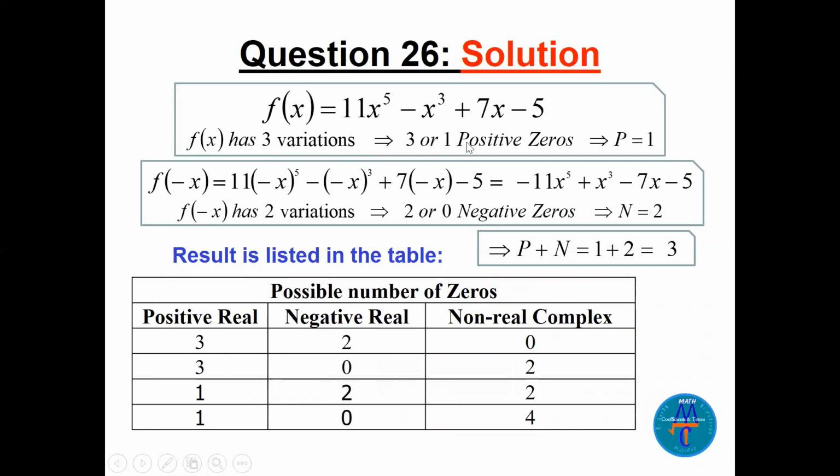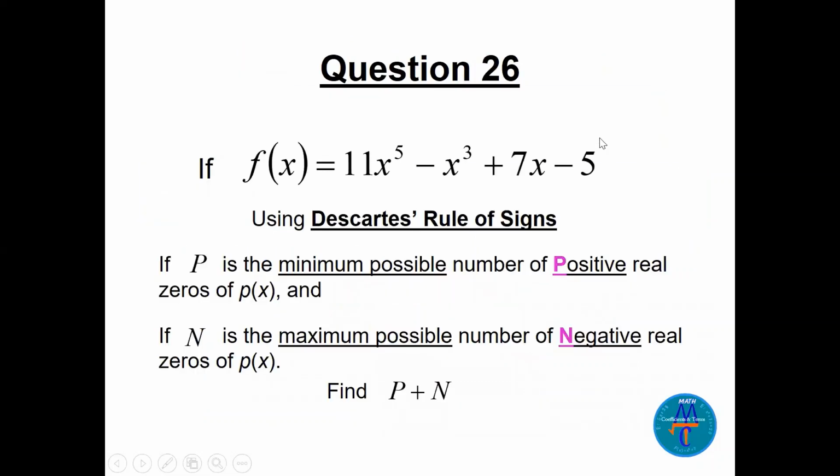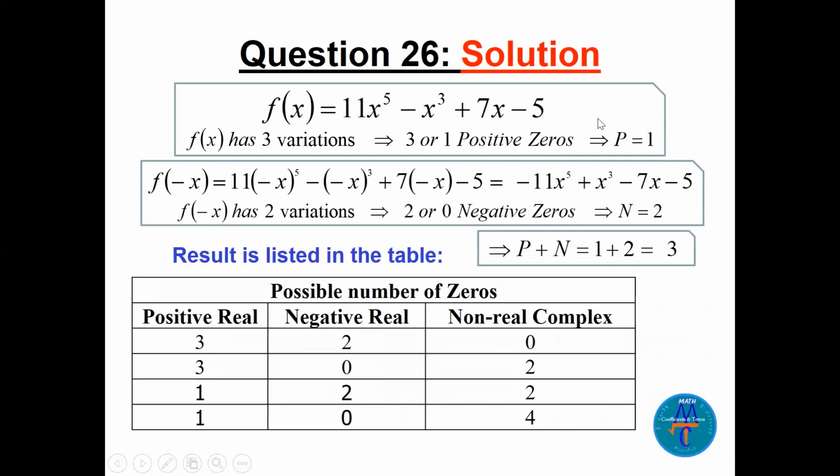There are 3 or 1 positive real zeros. So P, remember P here is the minimum. So P is 1. If you put minus x in the function, see minus x, you simplify it, it has two variations. This is 1 and this is 2. So 2 or 0 negative zeros, 2 or 0. So N will be 2. So P plus N, 1 plus 2 is 3.